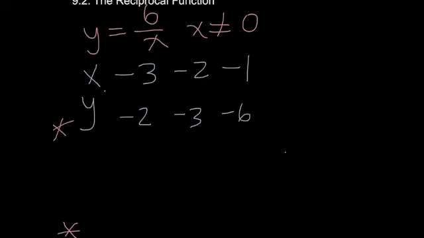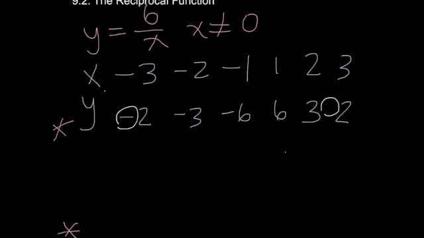And then you can start realizing that it'll start flipping on itself. So if x is 1, then y is 6. And if x is 2, y is 3. And if x is 3, y is 2. And you can see that the negative signs just swap. Now you can try and graph this by yourself by pausing the video and using this table and extending the numbers on either side.